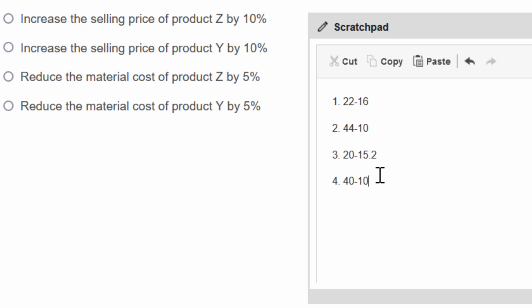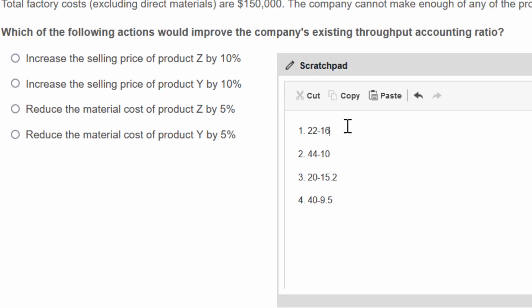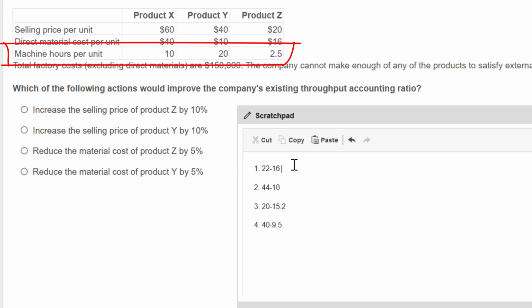and reduce the material cost of Y by 5%. So that's going to go to 9.5. So that would be the adjustment to the throughput contribution. But remember, we've got to divide all of that by number of hours. Now, of course, we do the subtraction before we do the division.